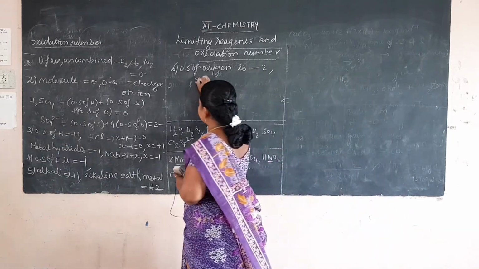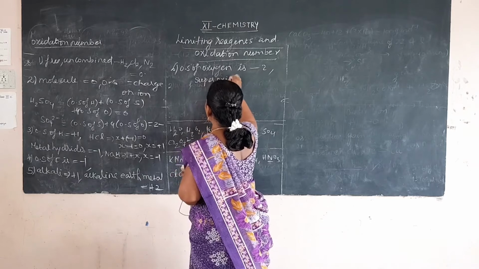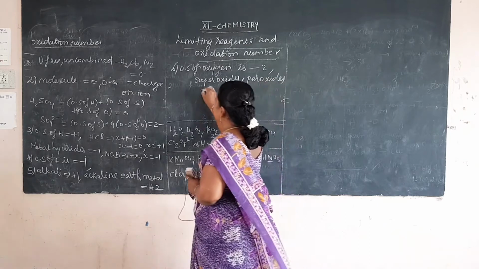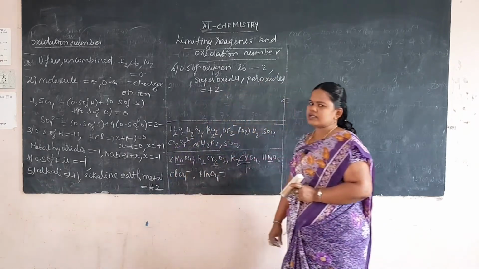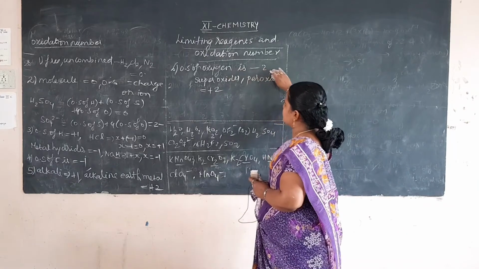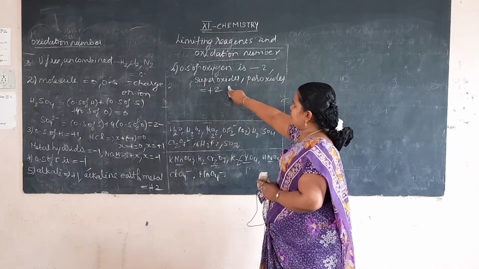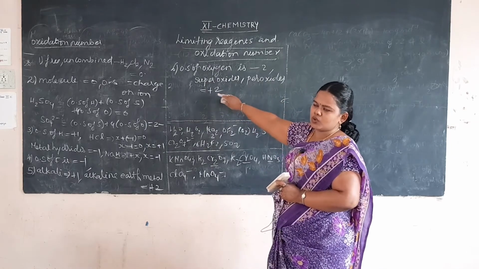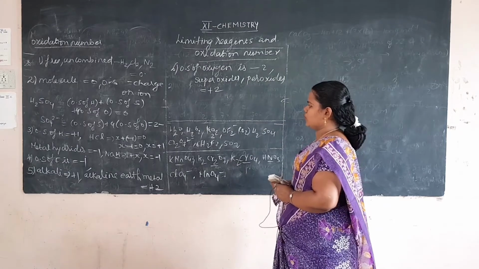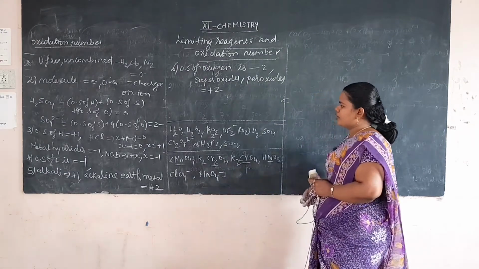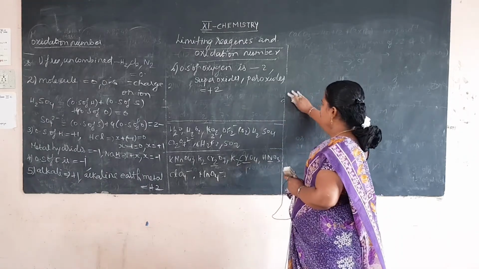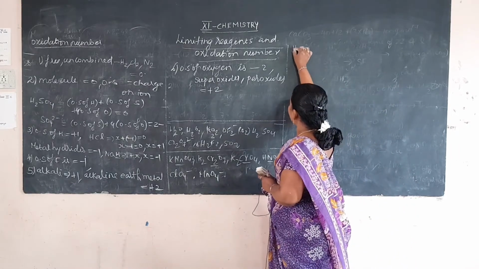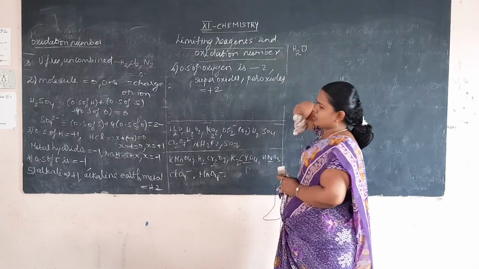But for superoxides and peroxides, it will be +2. The oxidation number or oxidation state of oxygen is -2, but for superoxide and peroxide alone it will be +2. For all other elements it will be -2. Okay, now we will calculate the oxidation number for different compounds. You note down in your notes. I'll also give some homework. Now, for water, we will calculate the oxidation number.